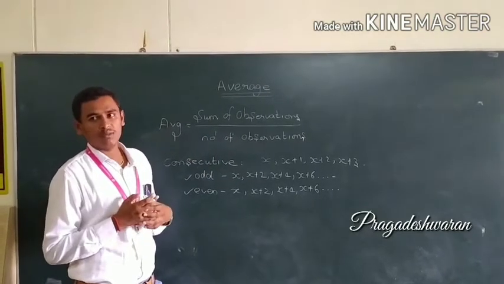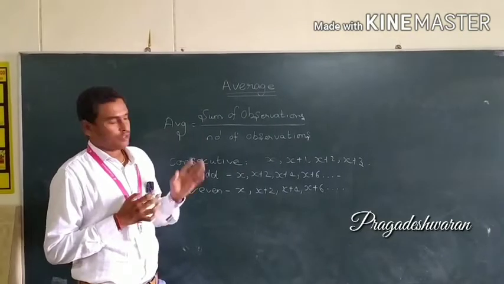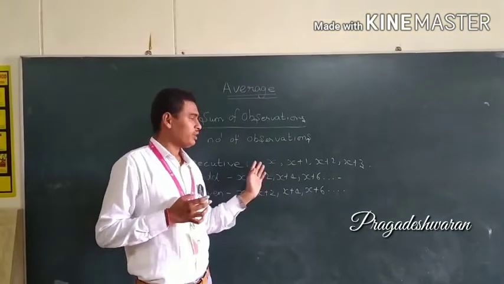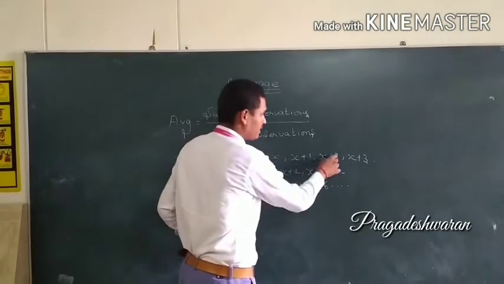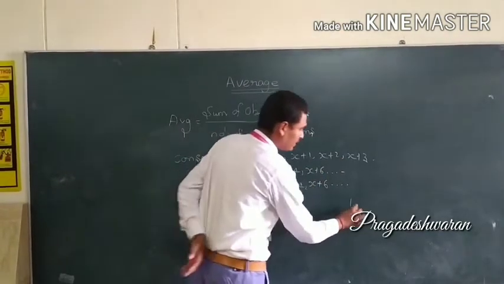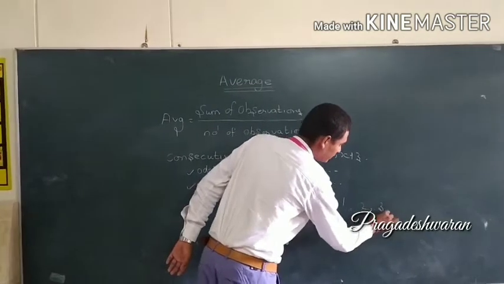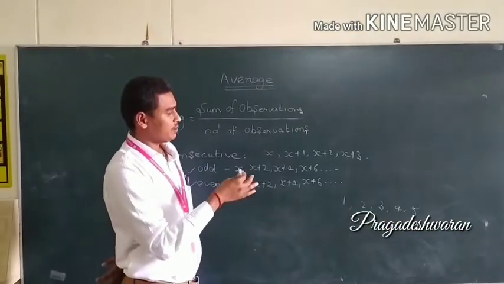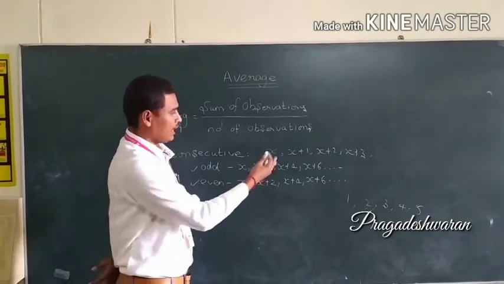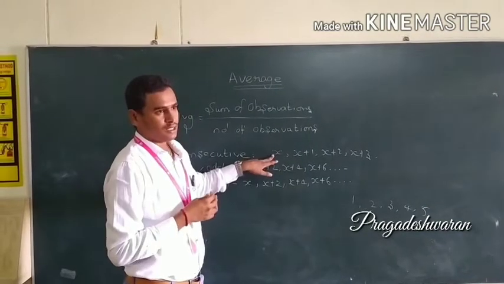So next we are going to look at a concept, consecutive numbers. Consecutive numbers are nothing but successive numbers. So we represent the consecutive numbers in the format of x, x plus 1, x plus 2, x plus 3 and so on. For example, if the numbers are 1, 2, 3, 4, 5, then this number is said to be consecutive because these numbers are successive numbers and this number falls under this format.